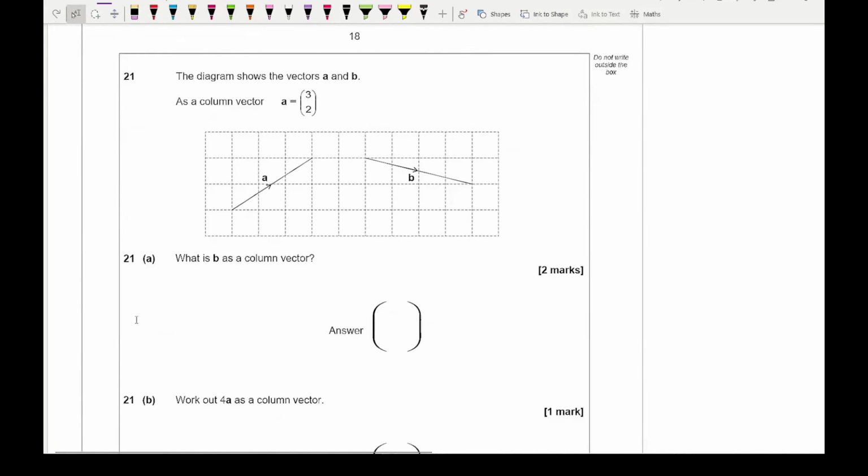Moving on to question 21, it says the diagram shows the vectors A and B. As a column vector, A is 3, 2. What is the column vector for B? Well, remember that we always go with the horizontal movement as the first number and then the vertical movement for the bottom digit. So here we're starting at this point here because the arrow is going down. So here we can see we're going to the right 4, so that's going to be positive 4, and we're going down 1, so that's going to be 4, minus 1.